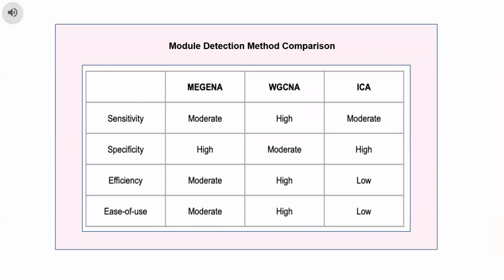Megena requires extraction of leaf modules from results and needs parallel computing for computational efficiency. Both WGCNA and ICA produce larger modules, while Megena produces smaller modules, which are subsets of the larger modules produced by the other two methods.